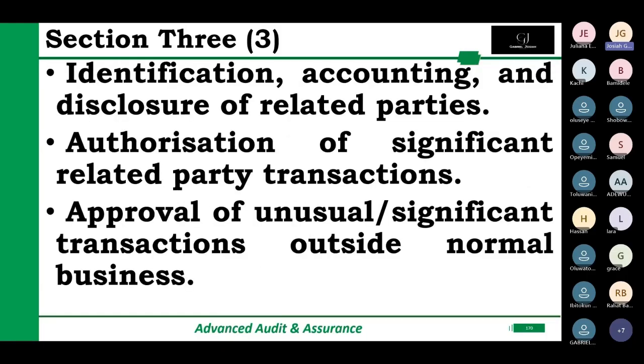He needs to understand the internal controls over identification of related party transactions, accounting for them, and disclosure of the same. He also needs to understand the authorization of significant related party transactions in terms of amount and size. He also needs to understand approval of unusual and significant transactions outside normal business; we call them extraordinary activities. Is it coming from management? Is it coming from the board? Is it coming from senior management or departments? So he needs to understand the hierarchy of those approvals.